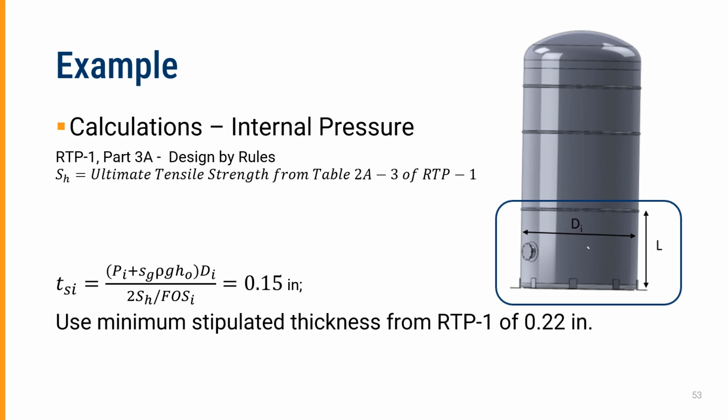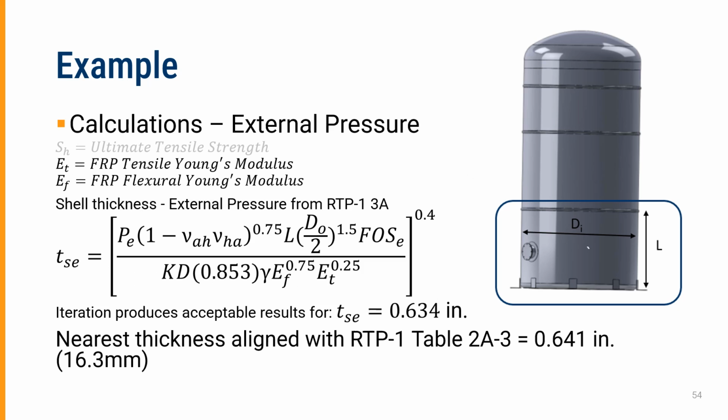from 2A-1, we get a value of required thickness of 0.15. We can use the minimum stipulated thickness from the table of 0.22 inches. So we know that it only has to be 0.22 inches thick in order to meet all of the structural requirements for the internal pressure. This is in the bottom section.